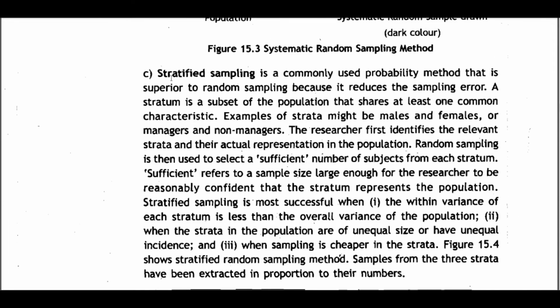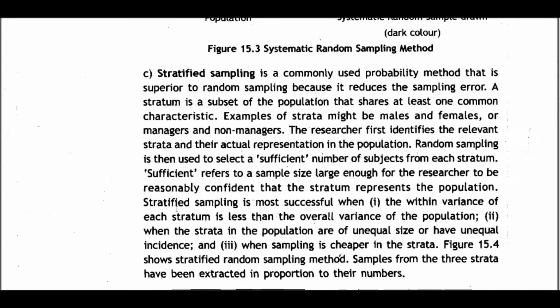In C, stratified sampling is a commonly used probability method that is superior to random sampling because it reduces the sampling error. A stratum is a subset of the population that shares at least one common characteristic. Examples of strata might be males and females, or managers and non-managers. The researcher first identifies the relevant strata and their actual representation in the population. Random sampling is then used to select a sufficient number of subjects from each stratum. Sufficient refers to a sample size large enough for the researchers to be reasonably confident that the stratum represents the population.